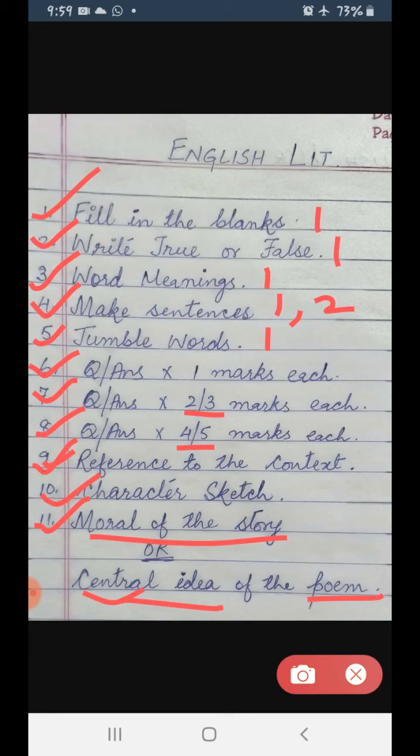So, this is the format of how the question paper is going to be set. So now let us come to the revision part. Okay, so now let us revise.